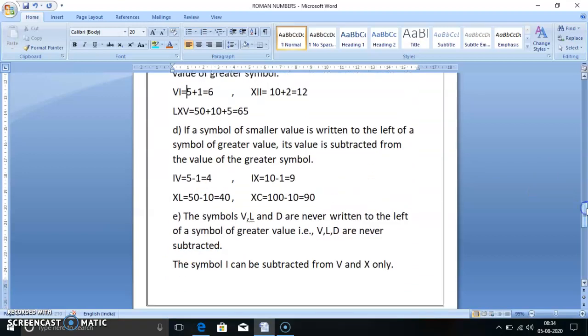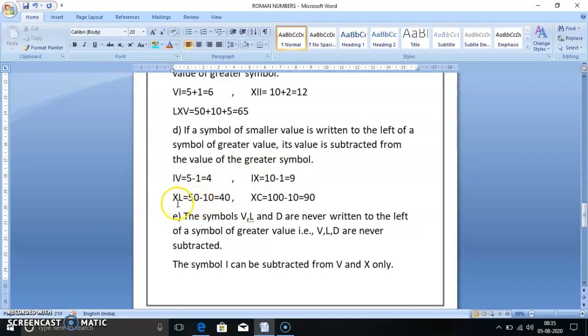Now the next rule. If a symbol of a smaller value is written to the left of a symbol of greater value, that is, in the left side the smaller symbol is written and in the right side the greater symbol is written, when this type of situation is there, then we have to subtract. So this is your 5 and this is your 1. So 5 minus 1 equals 4. Here also 10 minus 1, 9.